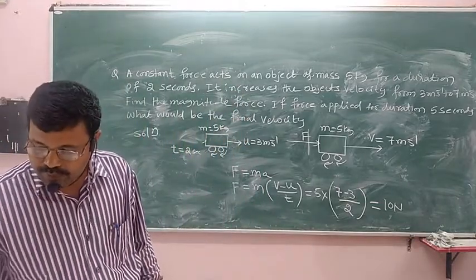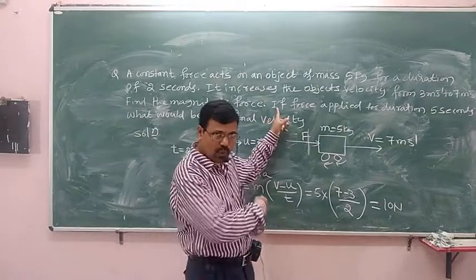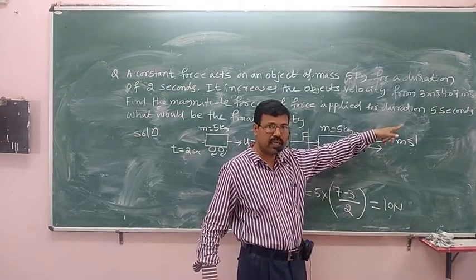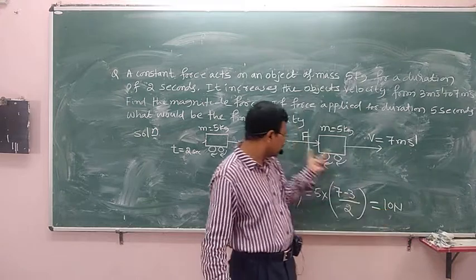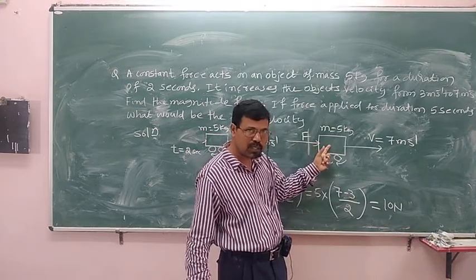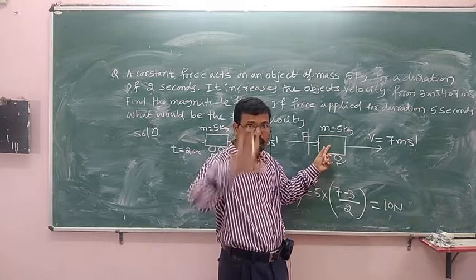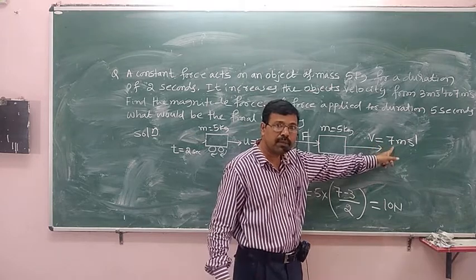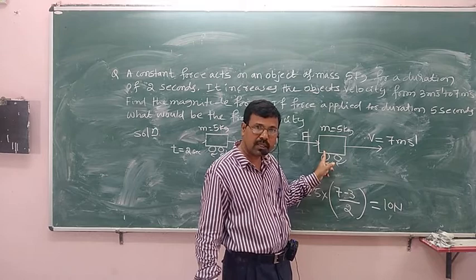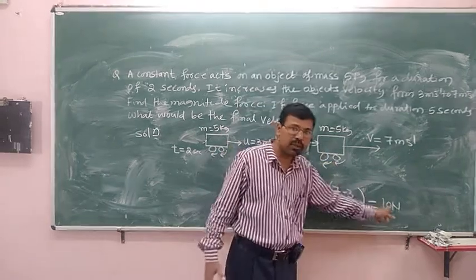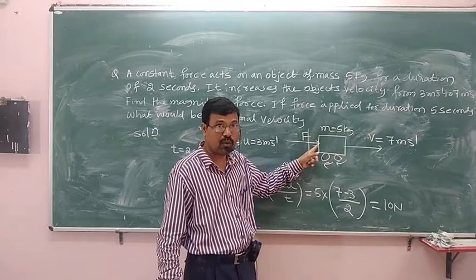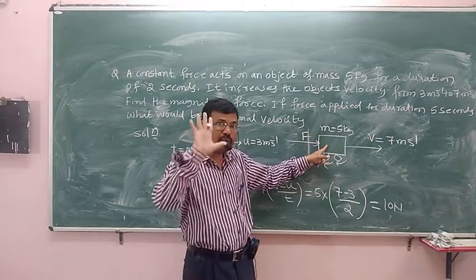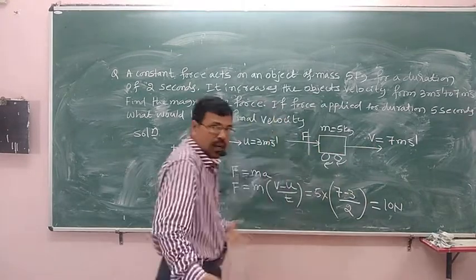Now the next question is, if this 10 Newton force is applied on the same body for a duration of 5 seconds, then what will be the velocity? This 7 meter per second is the velocity attained by this body when this 10 Newton of force is applied for 2 seconds. If this 10 Newton of force is applied on this body for 5 seconds, what will be its velocity? How to calculate?